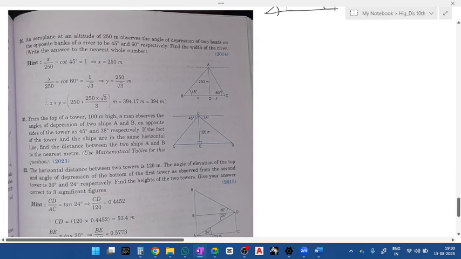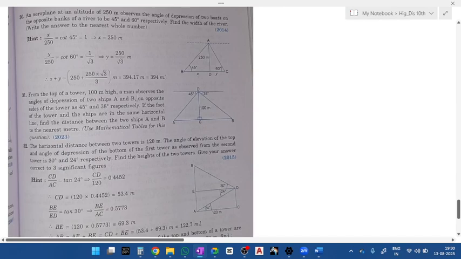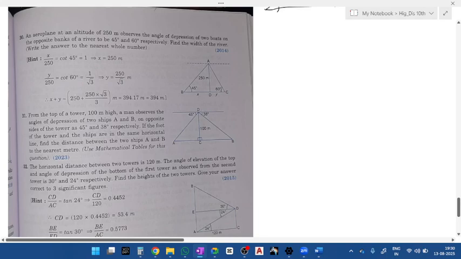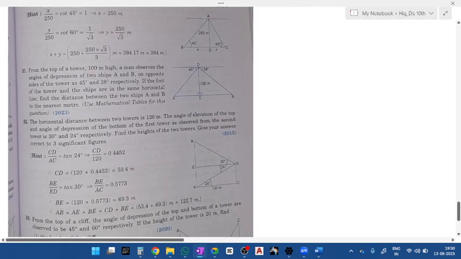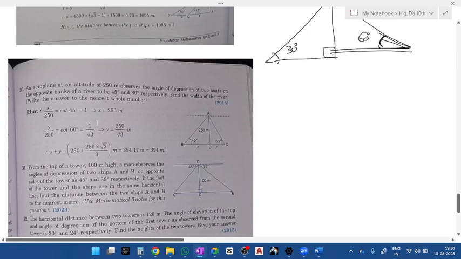Can you see the 30th question, 31, 38, 31? All these are reflection questions. Okay, so this is the last topic. 31 we'll try to complete by Friday.